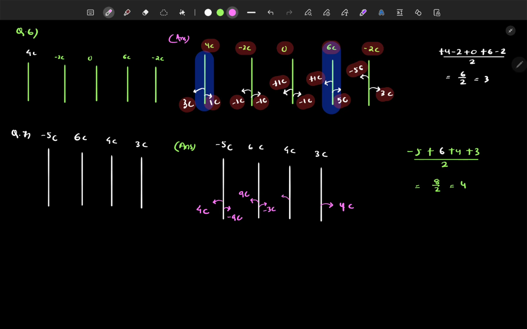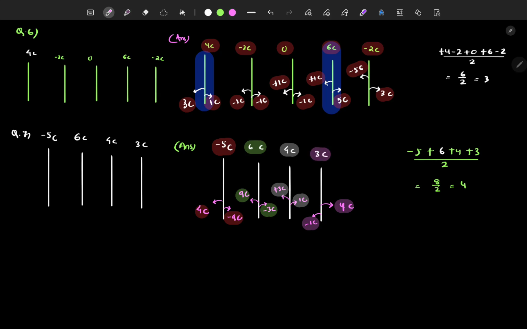So due to induction on the left side of the third plate, here it will be plus 3 coulomb, and the total charge is 4 coulomb. So on the right side of the third plate, that is 1 coulomb. And due to induction on the left side of the fourth plate, here it will be minus 1 coulomb. Now all of you try to check. 4 coulomb plus minus 9 coulomb, that is minus 5 coulomb, correct. Then 9 coulomb plus minus 3 coulomb, that is 6 coulomb, correct. Then 3 coulomb plus 1 coulomb, that is 4 coulomb, correct. Then minus 1 coulomb plus 4 coulomb, that is 3 coulomb, correct.